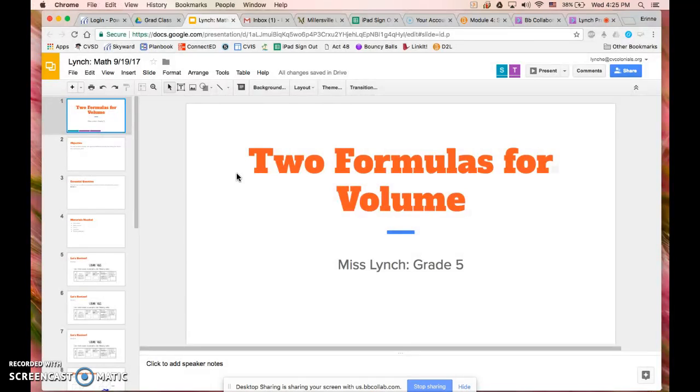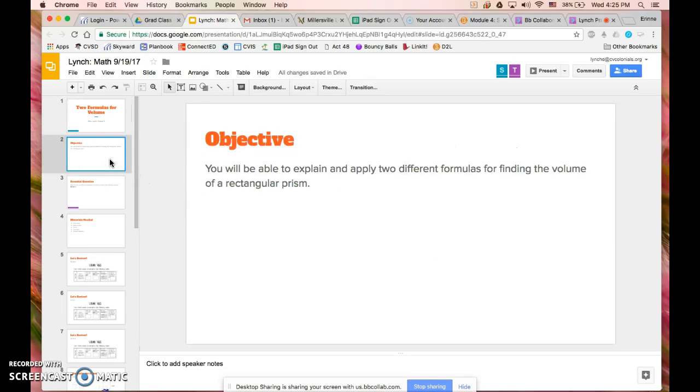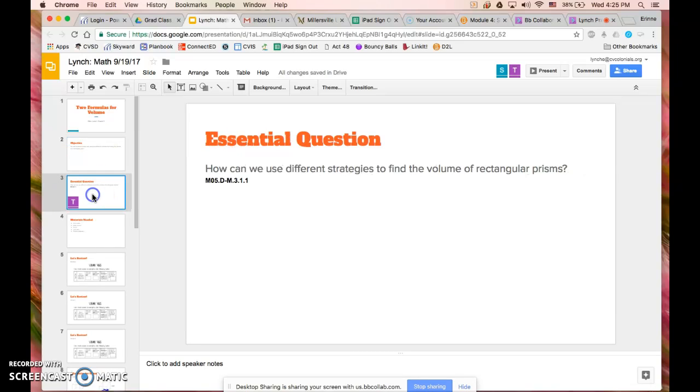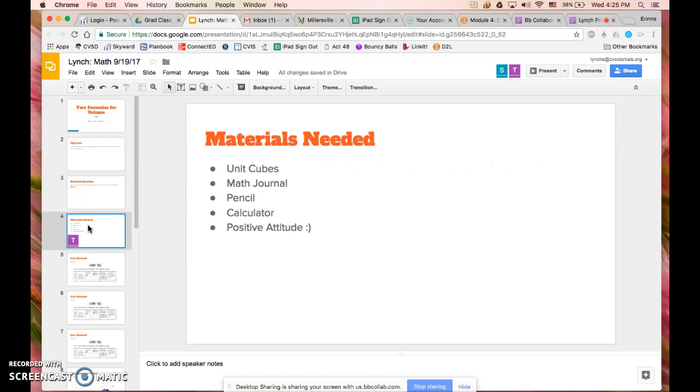Today's lesson is entitled Two Formulas for Volume, and the objective for today is that you will be able to explain and apply 2 different formulas for finding the volume of a rectangular prism. Our essential question is, how can we use different strategies to find the volume of rectangular prisms? And the materials you are going to need will be your unit cubes, your math journal, a pencil, a calculator, and a positive attitude, as always.